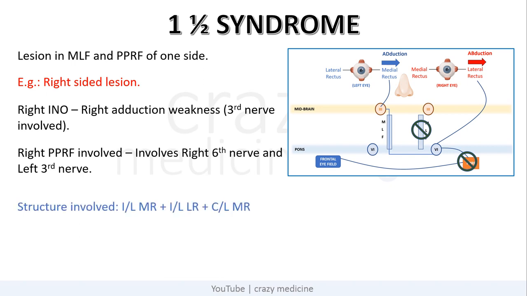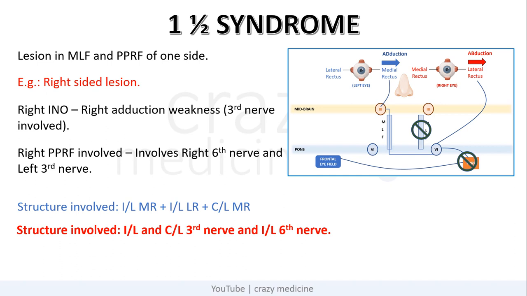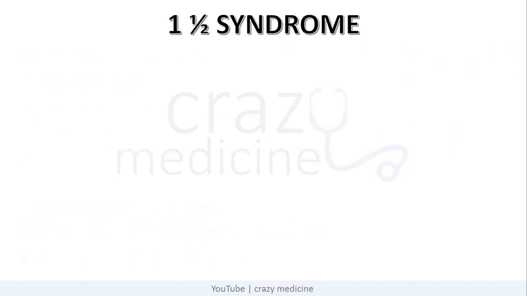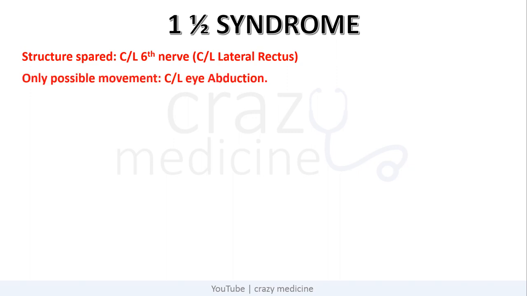So structures involved will be ipsilateral medial rectus, ipsilateral lateral rectus and contralateral medial rectus, that is ipsilateral and contralateral third nerve and ipsilateral sixth nerve, and the only structure spared will be contralateral sixth nerve, that is contralateral lateral rectus. As I told, the only structure which is spared is the contralateral sixth nerve. Therefore, the only possible movement will be contralateral eye abduction.